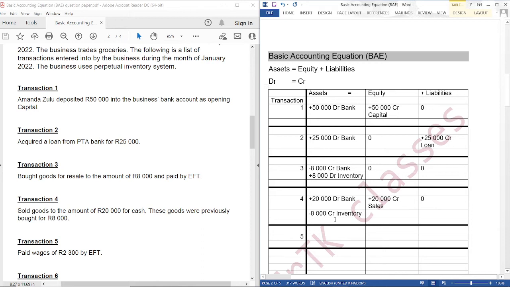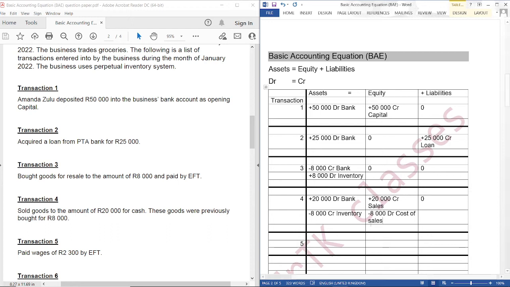Then the account that we are going to debit is cost of sales, right? So we are going to debit cost of sales. So this part calculates profit, right? Remember, we sold these goods for 20,000, and when we bought these goods previously under transaction number 3, we bought them for 8,000. So 20,000 minus 8,000 is the profit, right? That's why we debit cost of sales.